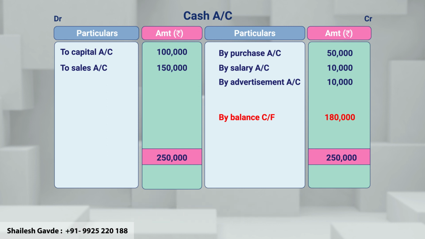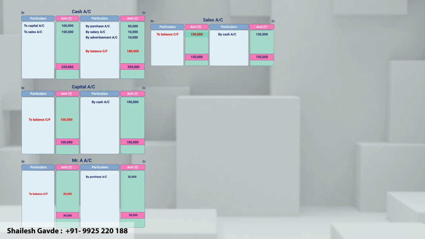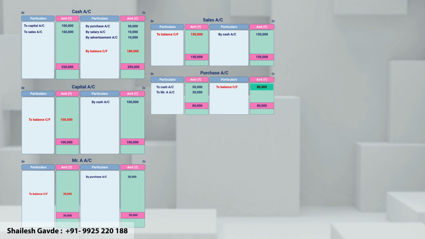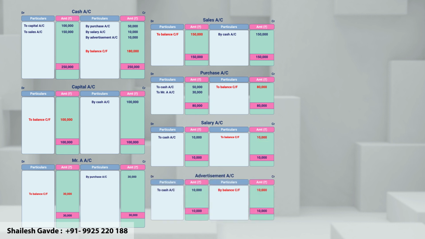So in the second method, here we have to consider these net balances and we prepare the trial balance. Like say, cash account is having a debit balance of 1,80,000. Capital account is having a credit balance of 1 lakh. Mr. A, credit balance of 30,000. Sales account, credit balance of 1,50,000. Purchase account, debit balance of 80,000. Salary, debit balance of 10,000, and advertisement, again debit balance of 10,000.